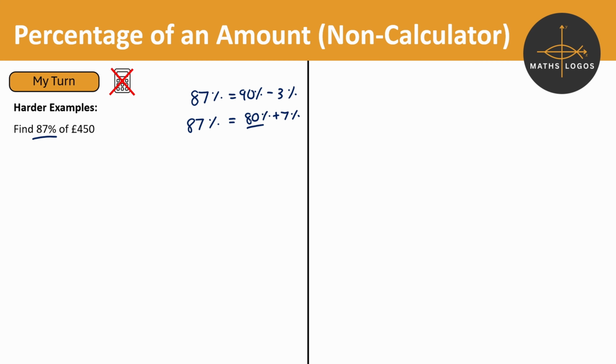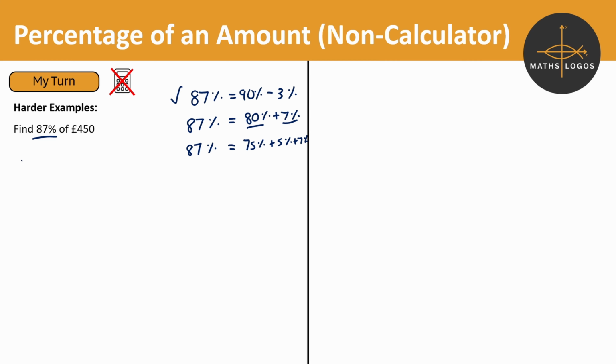And of course, we could get to 80% by doing 4 × 20%, and we could get to 7% by doing 7 × 1%. Another way to get 87% would be to get 75%, and then add on 5%, and then add on 7%. And of course, there would be different ways, but just having a look at the different options, I actually like this first option. It's quite straightforward.